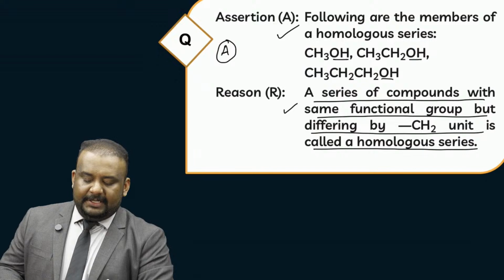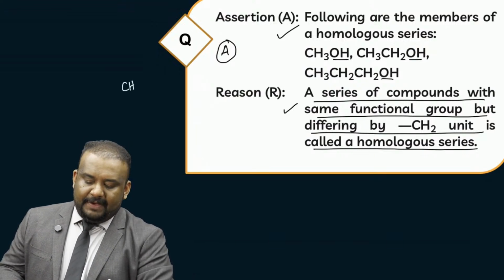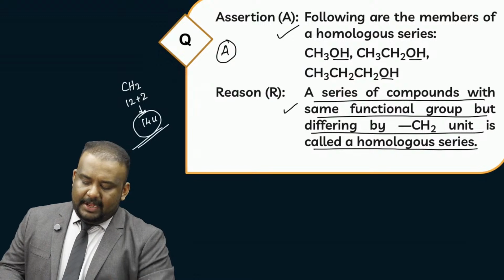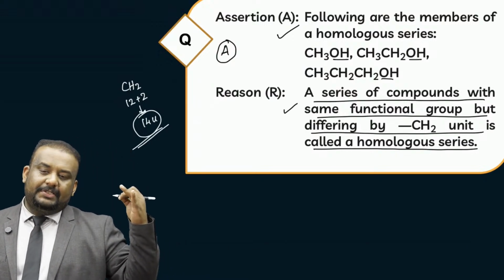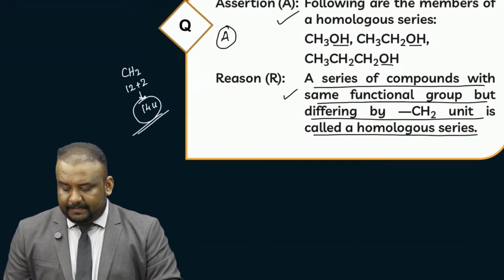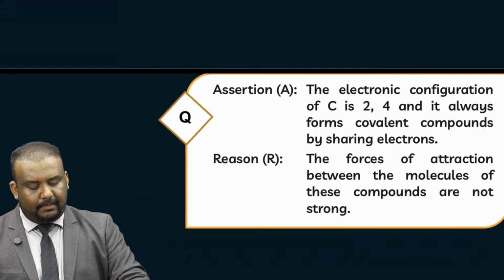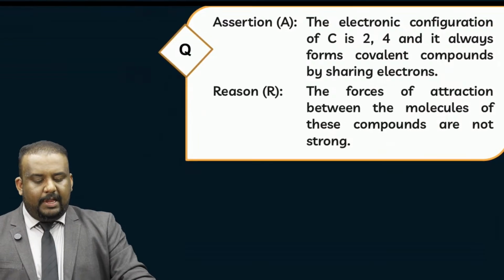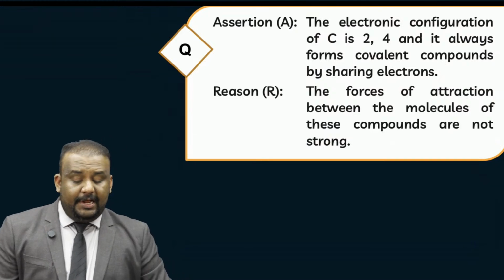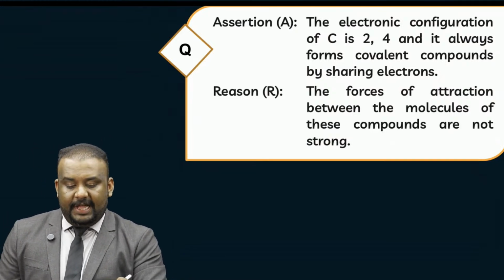And what will be the difference in the mass between homologous series? One CH2 group is having a mass of 12 plus 2, which is 14 units. So we can say that adjacent members in the homologous series will have a difference in the molecular mass of 14 units. Okay. Next, electronic configuration of carbon is 2,4, and it always forms covalent compounds by sharing electrons.